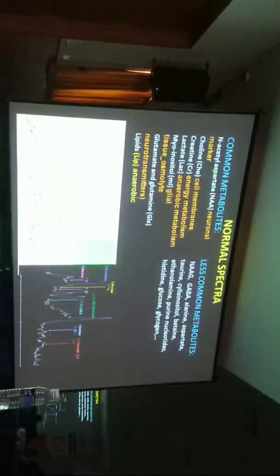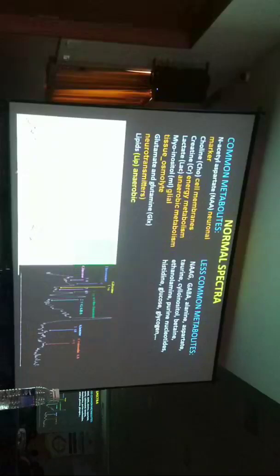Then this is a normal metabolite peak at 3. This is the creatine. It may be phosphocreatine, and the second peak of the creatine is at 3.8. But usually we see only the one at 3, and this is taken as the standard because creatine is not affected by any disease process. So this is the standard reference to compare any metabolite peaks. So you have to remember this creatine peak.